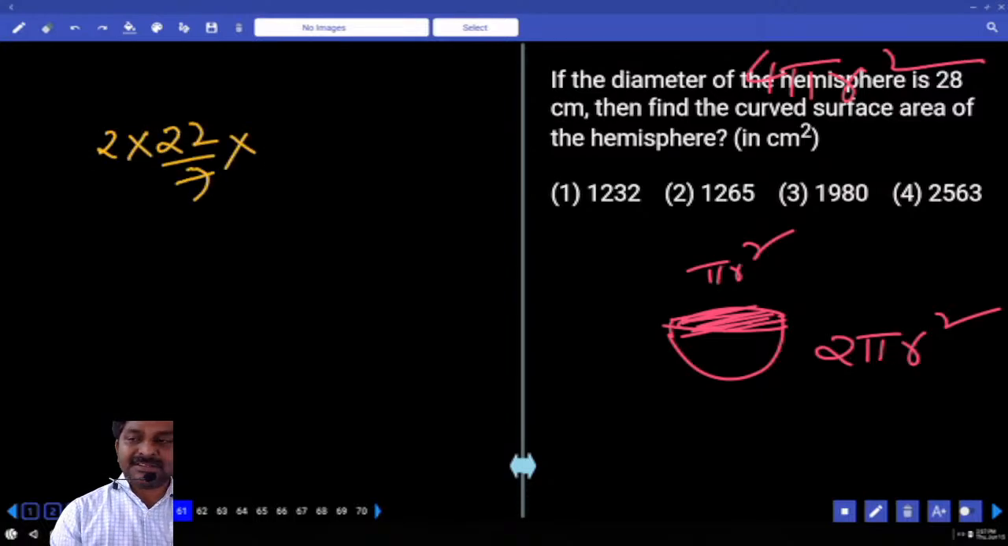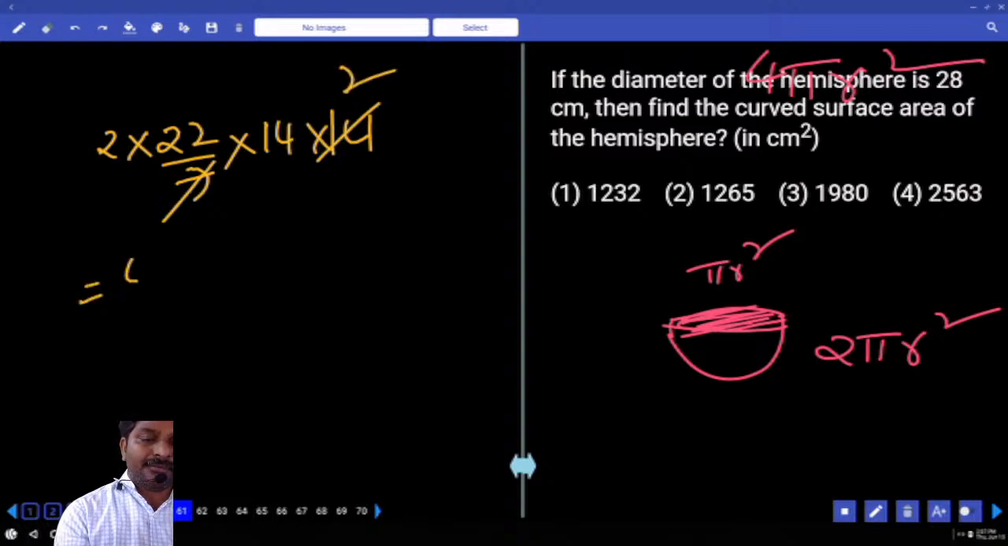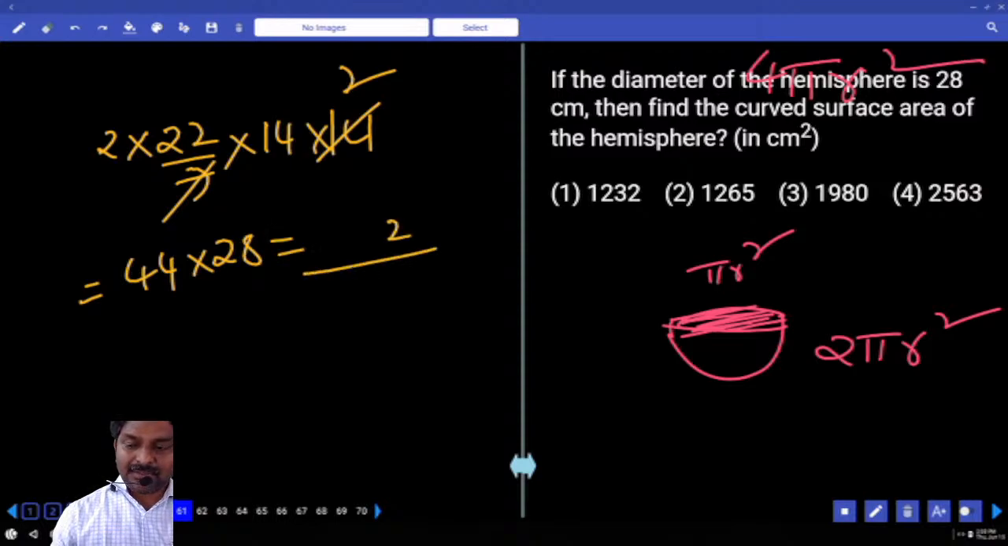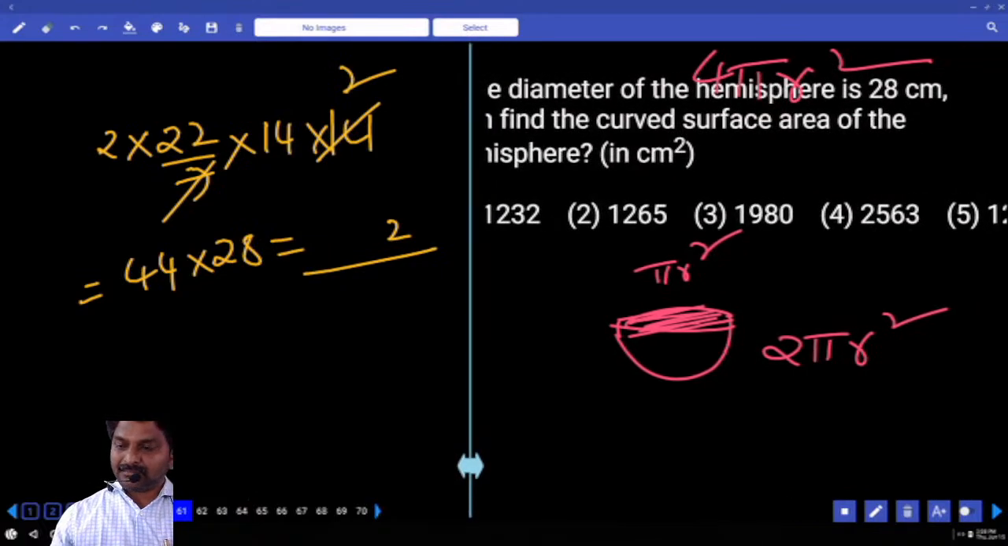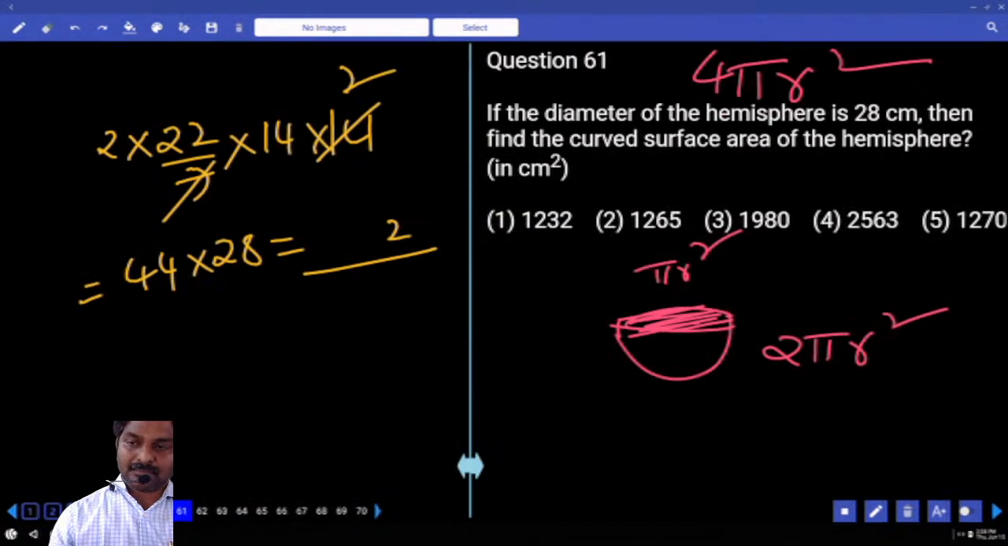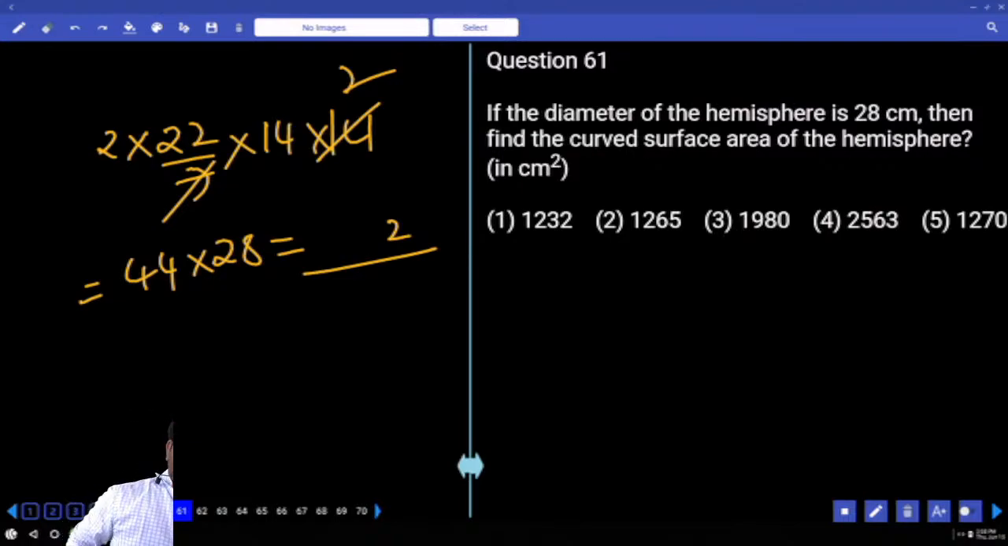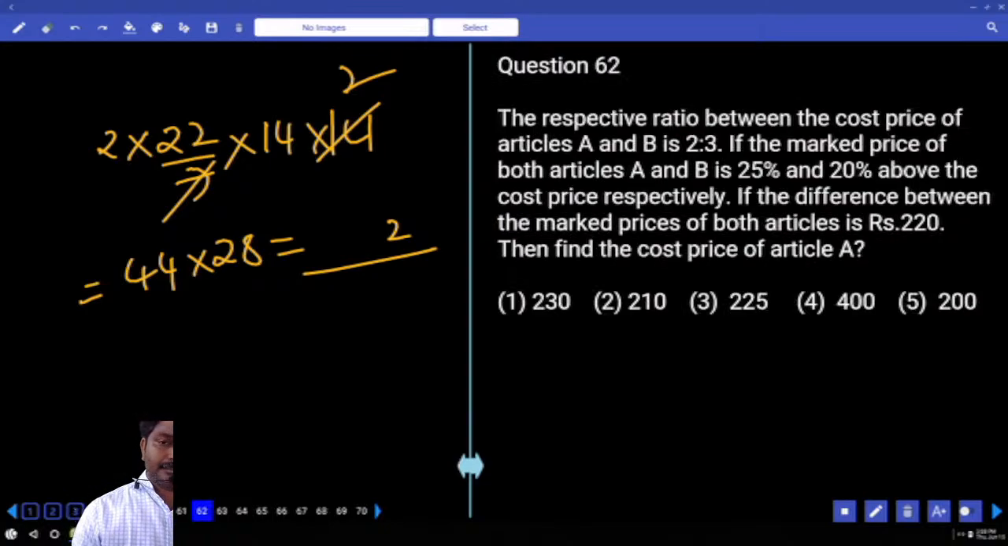What is the diameter? Radius. 744 into 28. Answer must end with how many? 1. Final. Then you can verify with 11 multiplication also, but multiple options are there. We have to solve it.